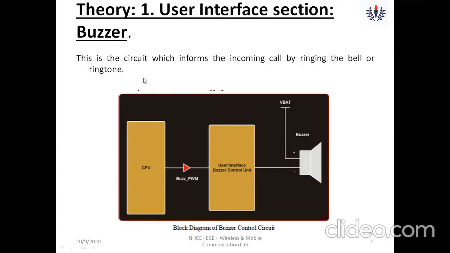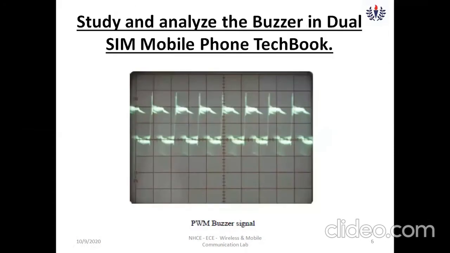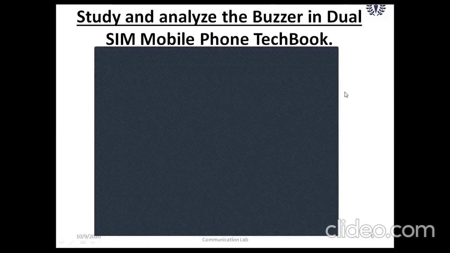So that's what I just told you about the calls: when the calls are incoming or outgoing, whenever there is a ringing, this buzzer, the speaker, gets activated. So when you connect it to your oscilloscope, these pulse width modulated signals are what you will be able to see. I'll be showing this in the session.